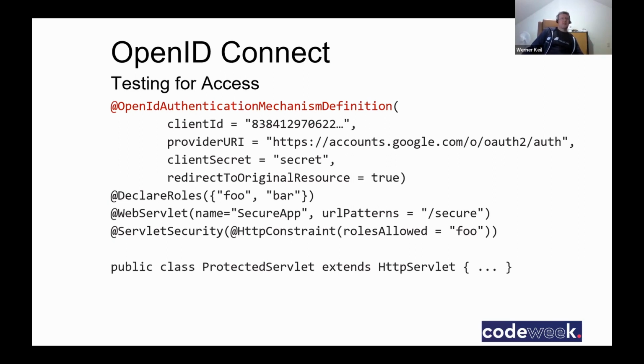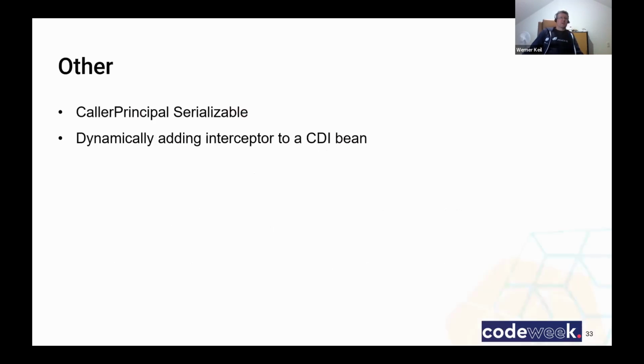And in future versions of the Jakarta security spec, we also hope to make use of the Jakarta configuration as soon as Jakarta configuration becomes available for the Jakarta EE platform, which we hope will be in the next version. There are a few other additions besides the big change with OpenID Connect. The caller principal is now serializable. And the CDI beans got a dynamic interceptor.